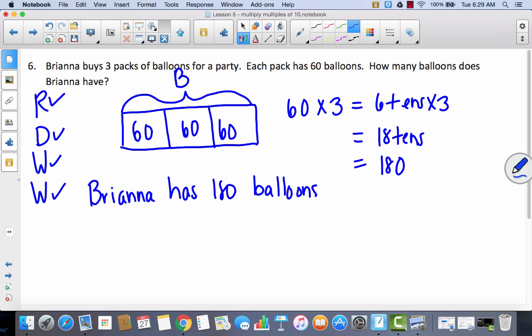So on your exit ticket today, you are going to have to multiply by multiples of 10, 100, and 1,000. And I hope that you notice the patterns. If you get stuck, you can always come back and look at this problem set or look at your Zern notes.